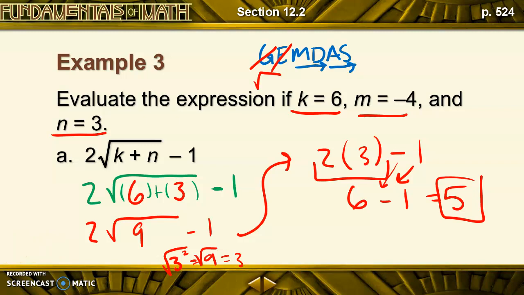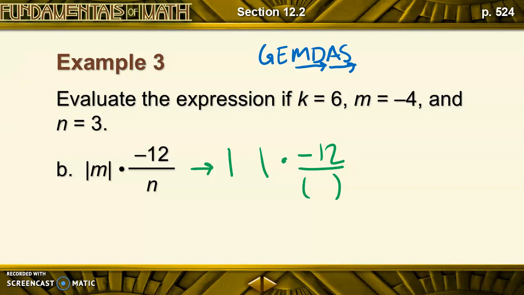The last example for us to cover in this lesson, kind of a short lesson compared to some other lessons: evaluate, and they give us values for K, M, and N. They want us to evaluate the absolute value of M times -12 over N. All right, so M is -4, so I'm going to put -4 right there. N is the same thing as 3 in this problem because they tell us very clearly that N is equal to 3.